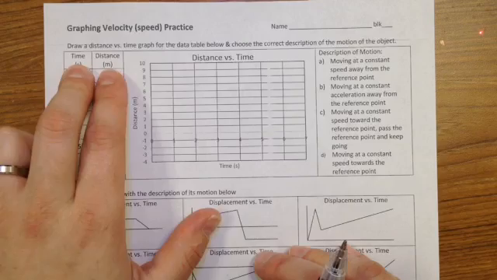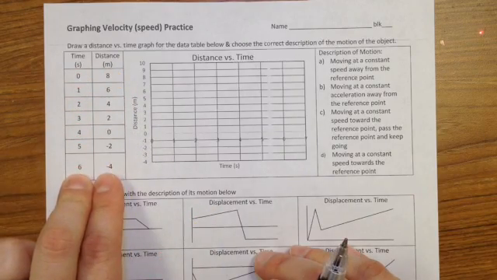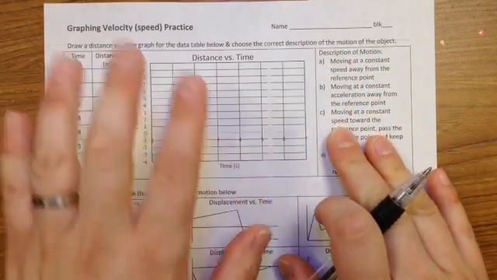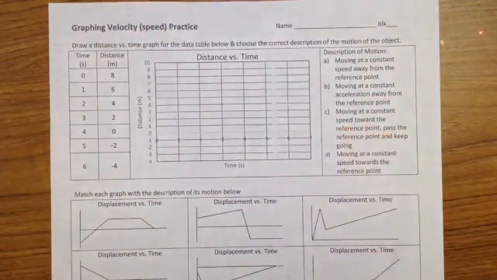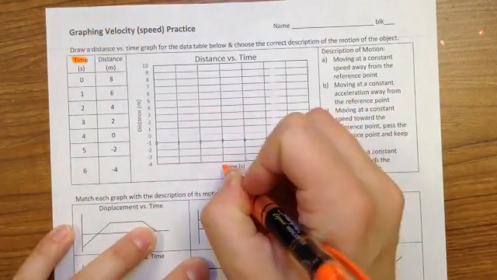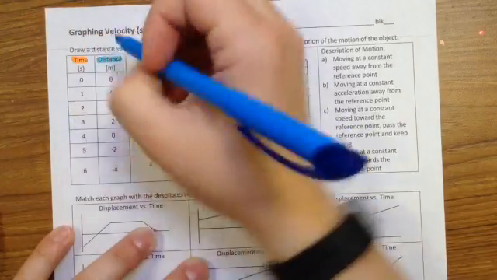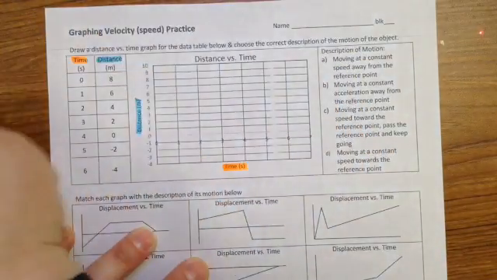Time in seconds, distance in meters. And here's our data that we've recorded. Here's the space where we're going to create the graph, and here's the description. So let's first plot our data. To help orient ourselves, we have time on our x-axis, and we have distance on our y-axis, okay?